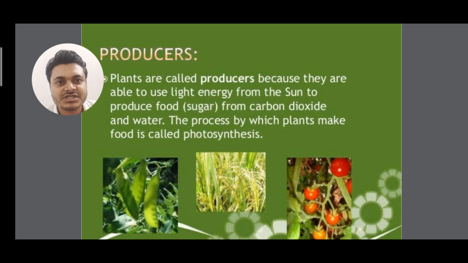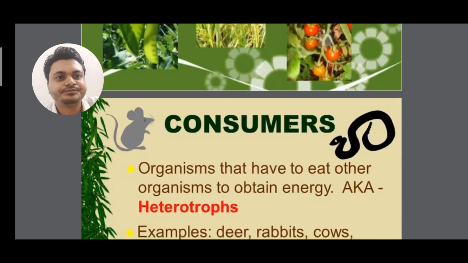Four raw materials of photosynthesis are there: carbon dioxide, water, sunlight, and chlorophyll. So when carbon dioxide reacts with water in the presence of sunlight and chlorophyll, glucose is formed, isn't it? So the process by which plants make food is called photosynthesis. Photosynthesis means plants are doing it, and they are autotrophic in nature. That means they can prepare their own food.